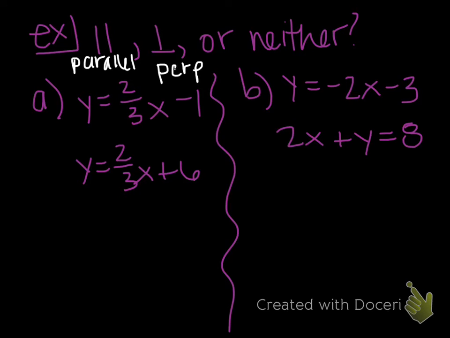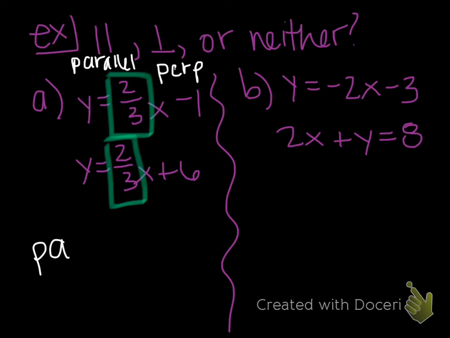So for letter A, you just have to identify the 2 slopes. For the first equation, 2 over 3 is your slope. For the second equation, 2 over 3 is your slope. So we would say that these lines are parallel because the slopes are the same.